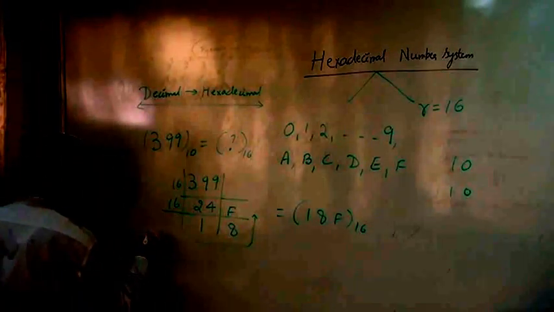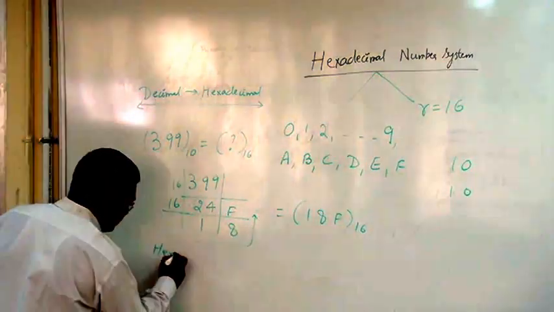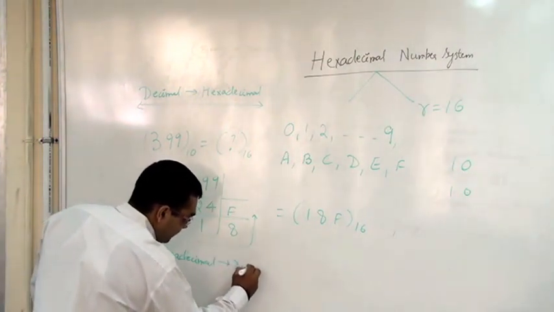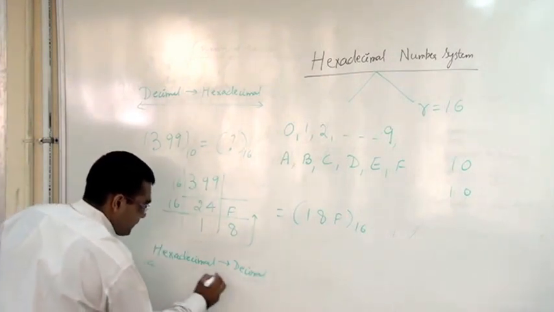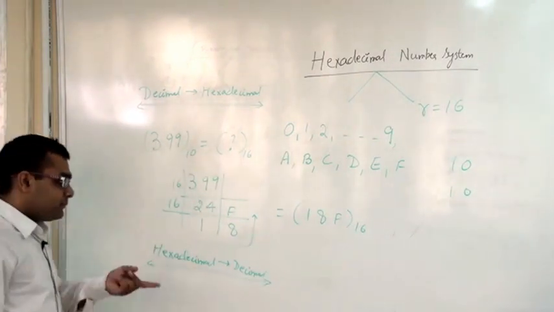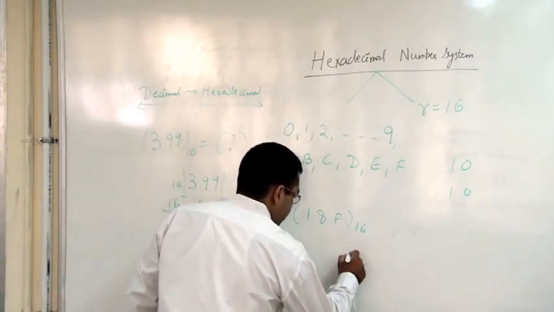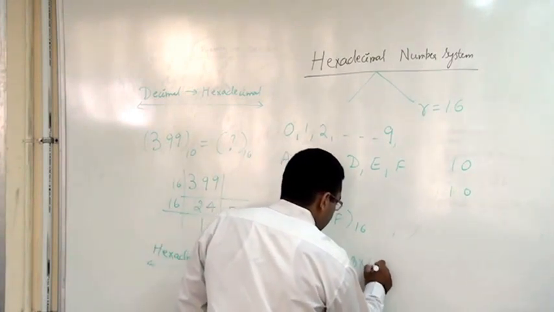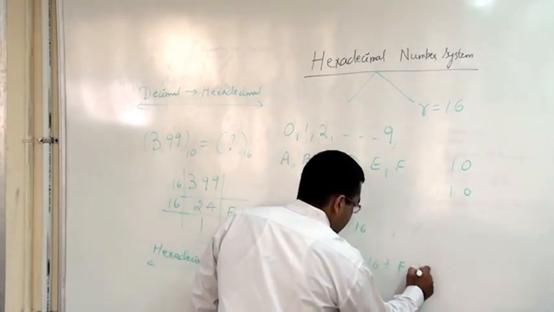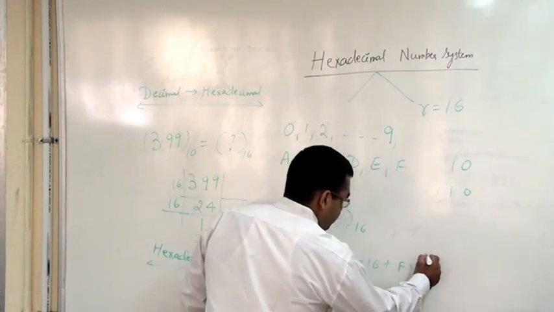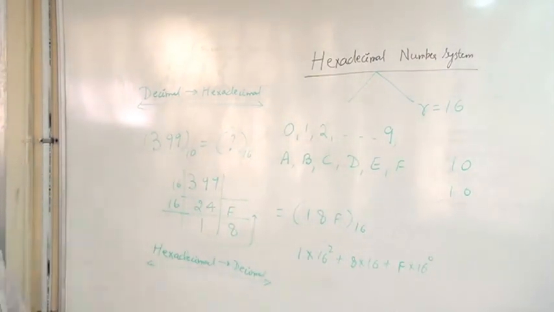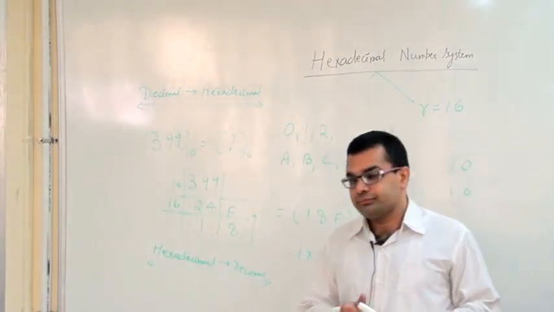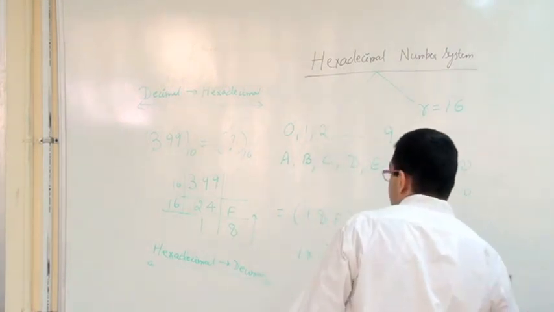Now again the other way around, if we have to come from hexadecimal to decimal, we will do it the same way. This is 1 into 16 square plus 8 into 16 plus F into 16 power 0. You can check, it will come out to be the same.